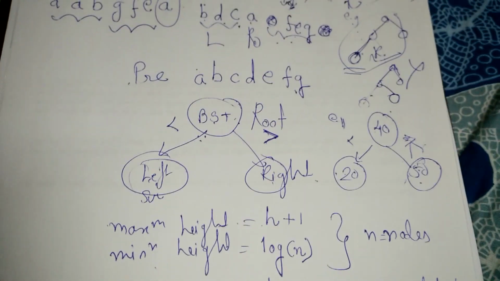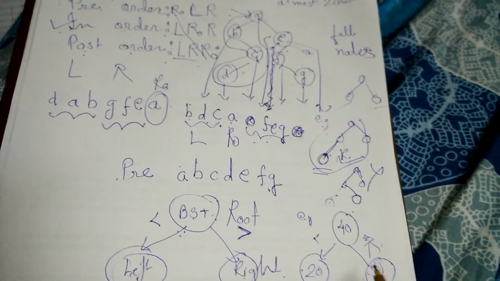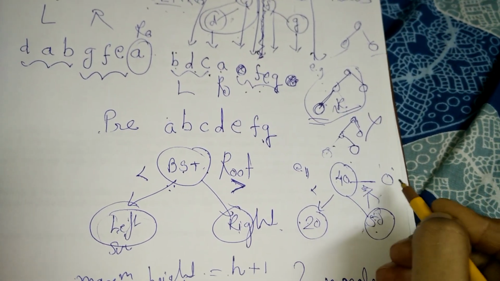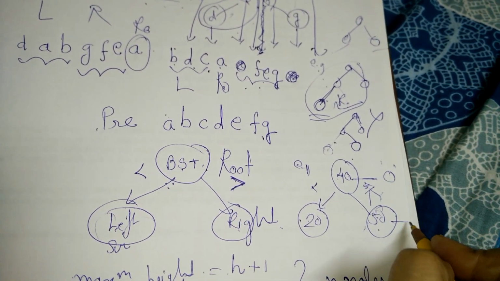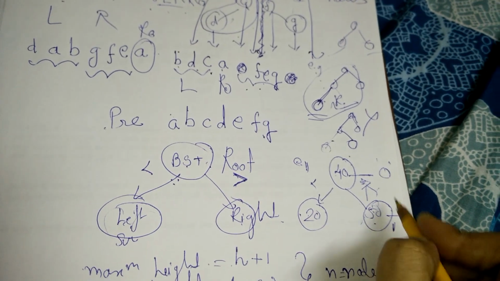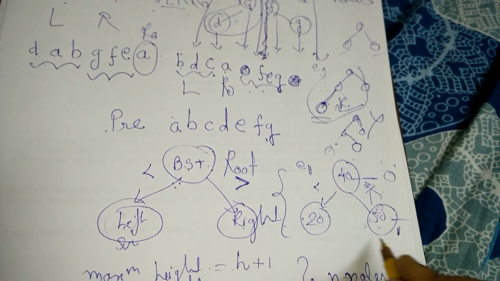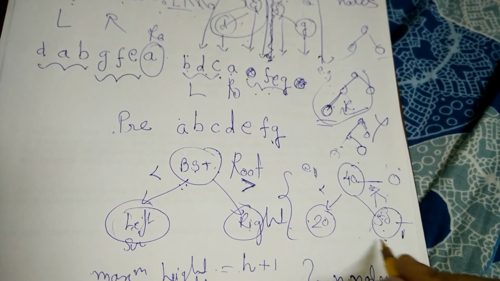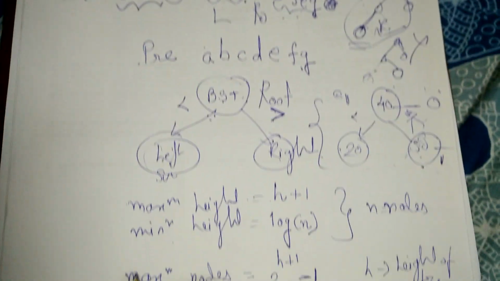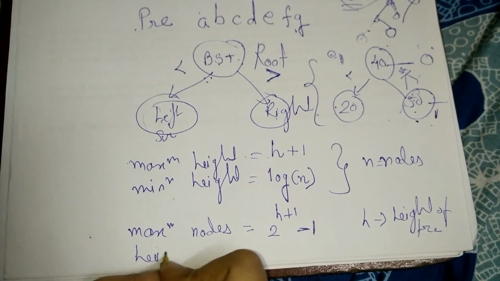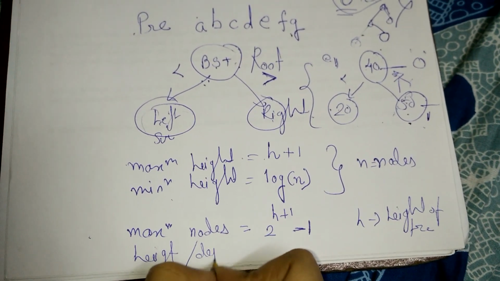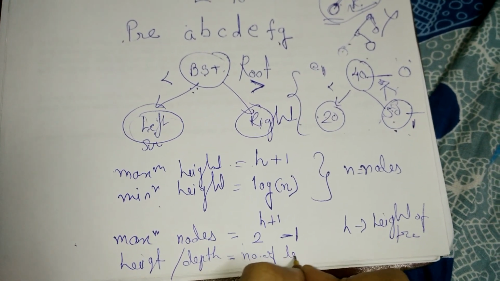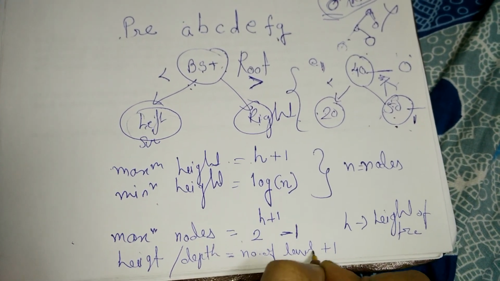Now how do we find out the height of a tree? Consider this is your root. So the height of a root is always 0 and the level of this one is 1. So the height of this tree becomes 1. Height is also called the depth of a tree. So the height of a tree or the depth of a tree is equal to the number of levels plus 1.